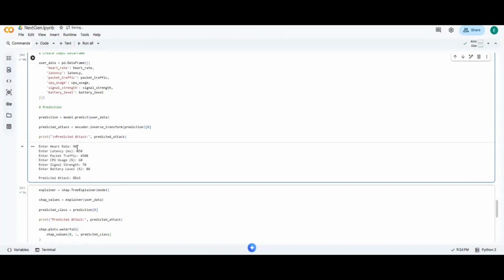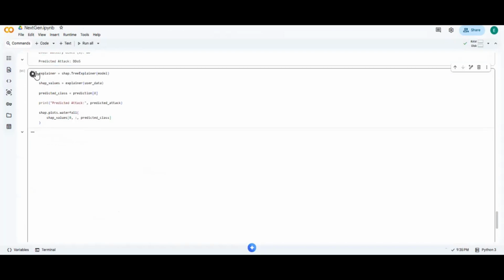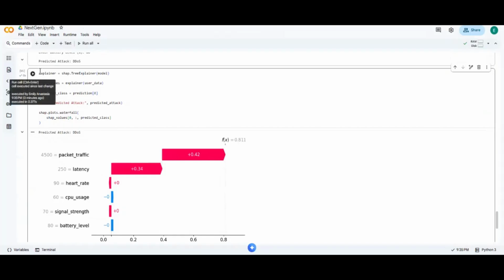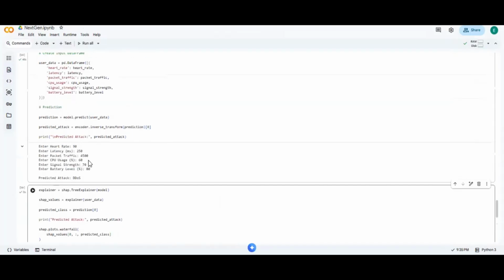After entering the values into the system, the random forest predicts a DDoS attack. For this one, we can run the cell, and the SHAP model shows that the latency and also the packet traffic are the most contributing features to this prediction. It helped us to understand why the AI reached this decision.